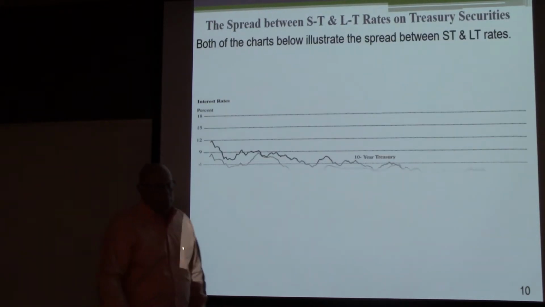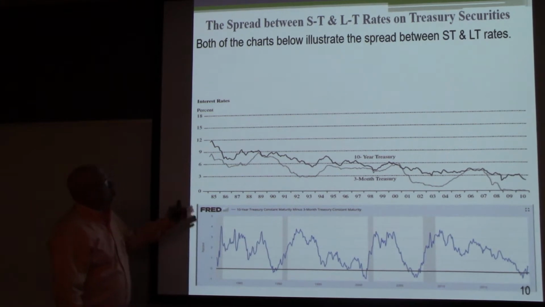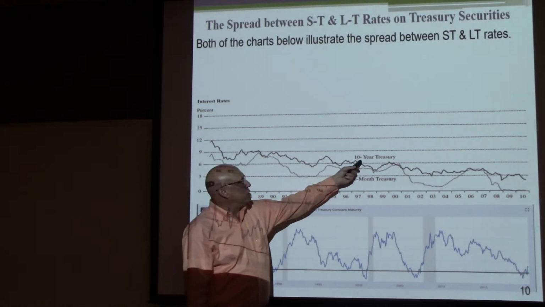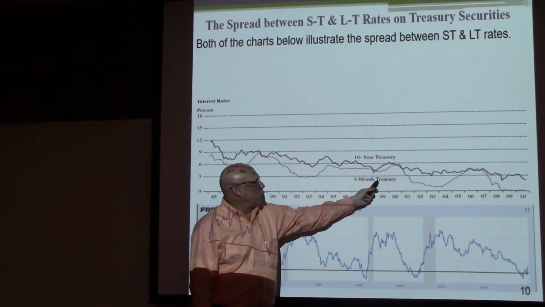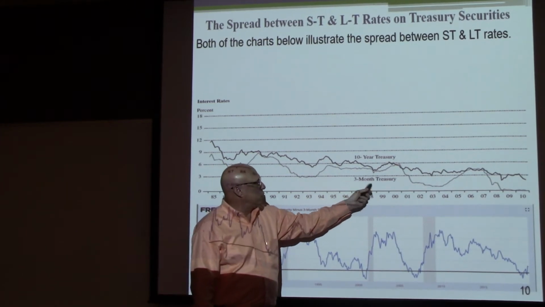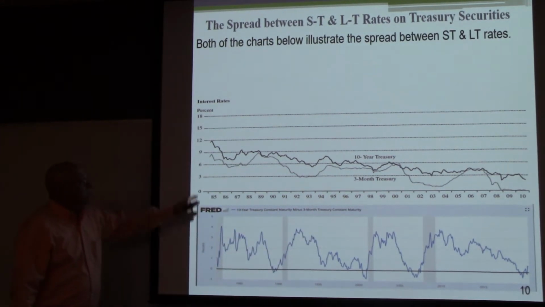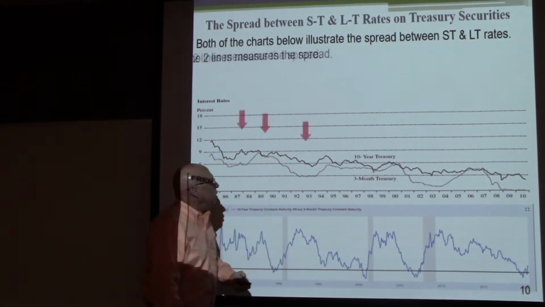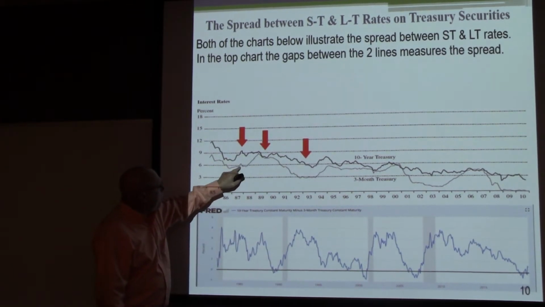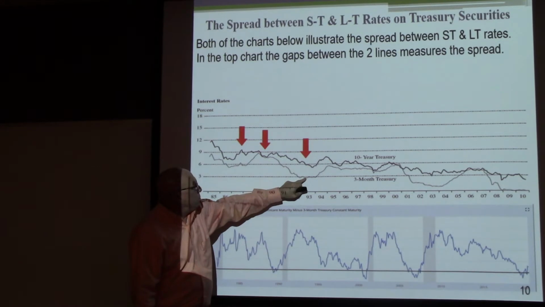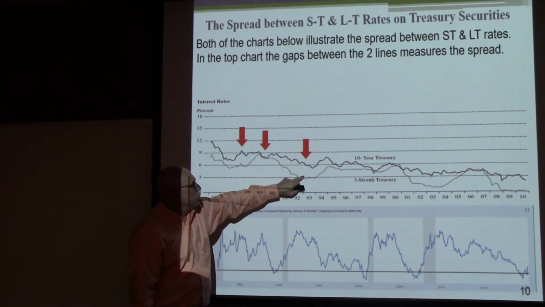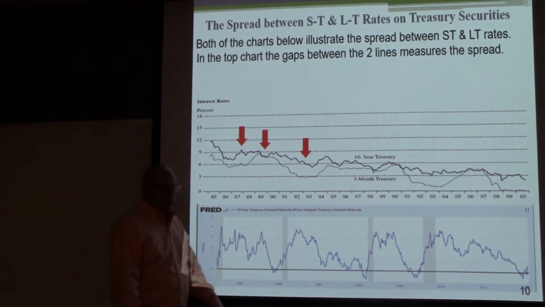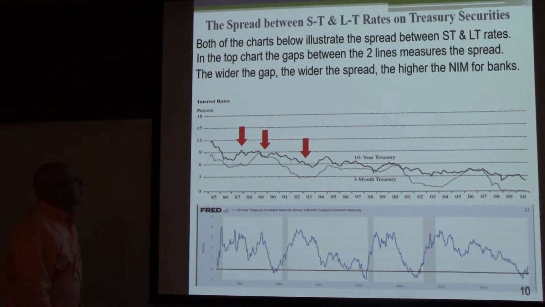Let's take a look. So there are two ways to show the spread between longer term rates, the 10-year treasury, which is the dark line, and shorter term rates, which is the lower line, the 3-month treasury. Okay? So you got the actual level of rates, and you can see these gaps. A big gap, a small gap, a big gap. The larger the gap, the larger the spread. The larger the spread, the higher the profit margin is for banks. Okay? The net interest margin.